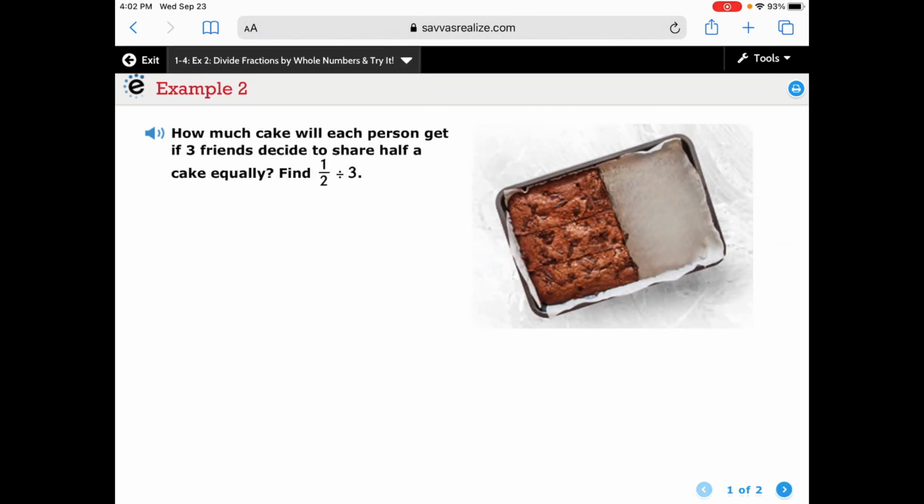All right, let's look at example 2 at the top of page 35. They give you a picture here, but I'll explain it. It says, how much cake will each person get if 3 friends decide to share half of a cake equally? So it has 1/2 left. They sketched it out in orange there. And then you're going to break that into 3 equal parts as well, so making your overall 6. And then if only one person is getting each of that, it's going to be 1/6.